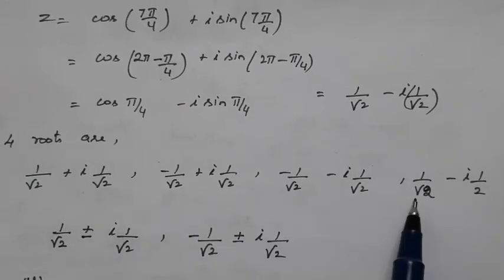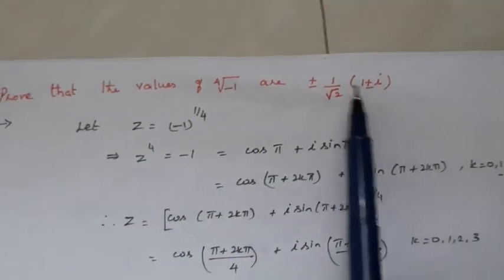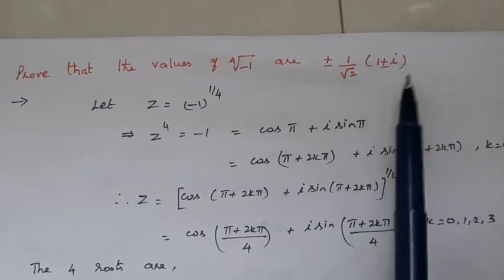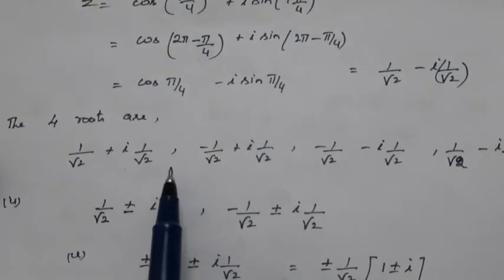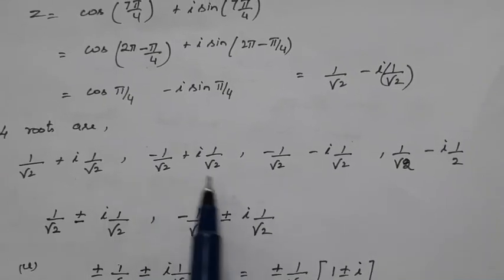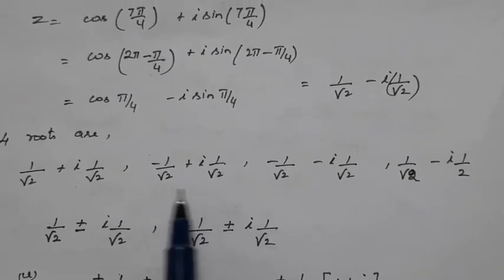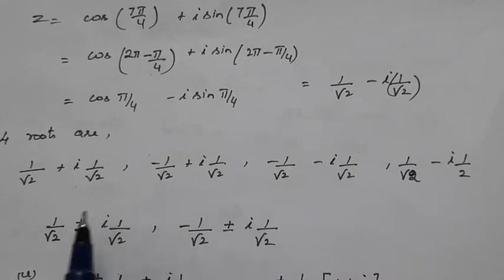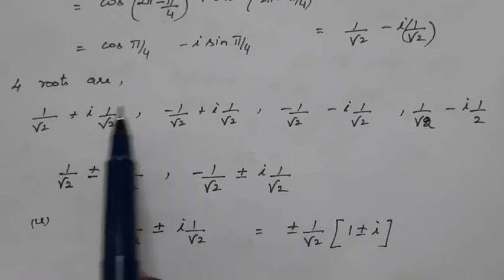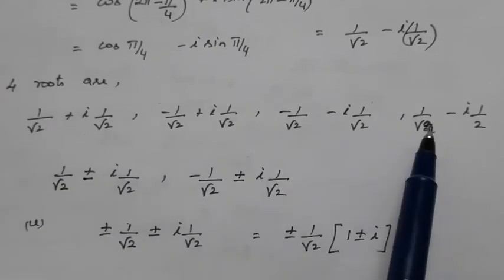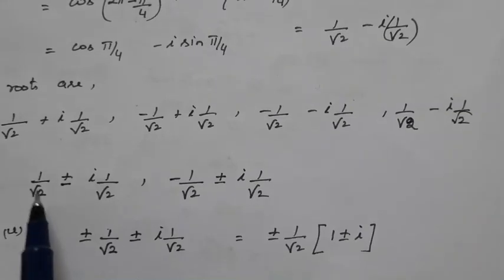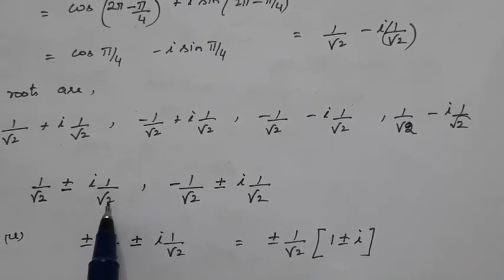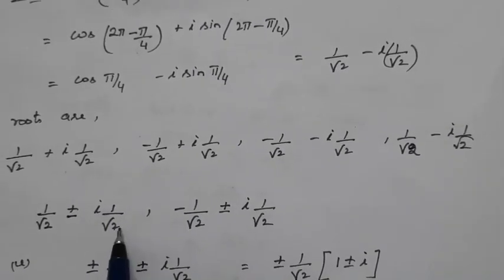So, these are the 4 values, but according to the question, we have to rewrite them in the form which is asked in the question. What we are going to do is combine the first one and the last one, where the real part is positive and the imaginary parts are negative of each other. So we can write it as 1 by root 2 plus or minus I into 1 by root 2. So the first and the last have been combined like this.